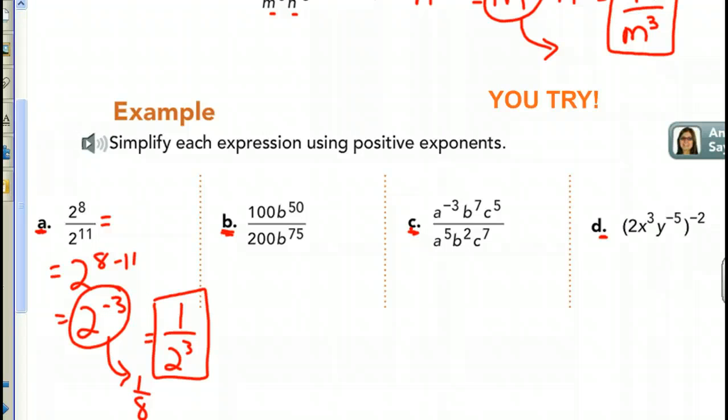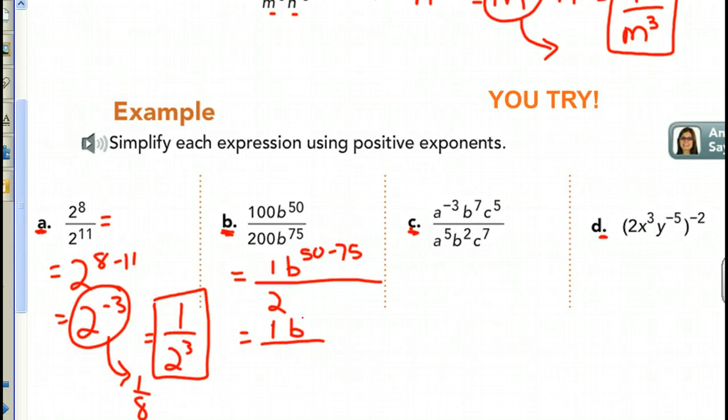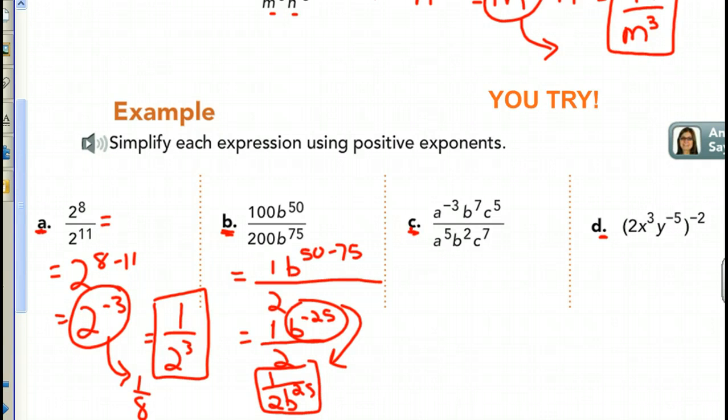Okie dokie. B, 100 over 200. That's the first thing we do, so that's going to give us 1 over 2. B to the 50th over B to the 75th. So B to the 50th minus 75. Now that gives me, excuse me, 1 B to the negative 25th over 2. Well, again, anytime we have a negative exponent, we bring it down to the bottom. So this is going to give me 1 over 2 times B to the 25th. Hope you can read that.